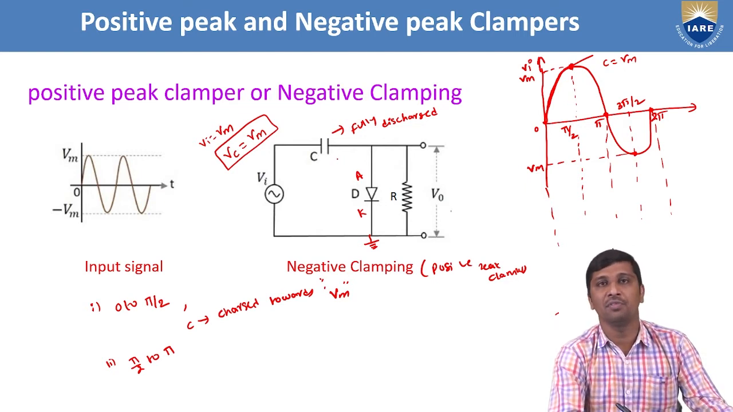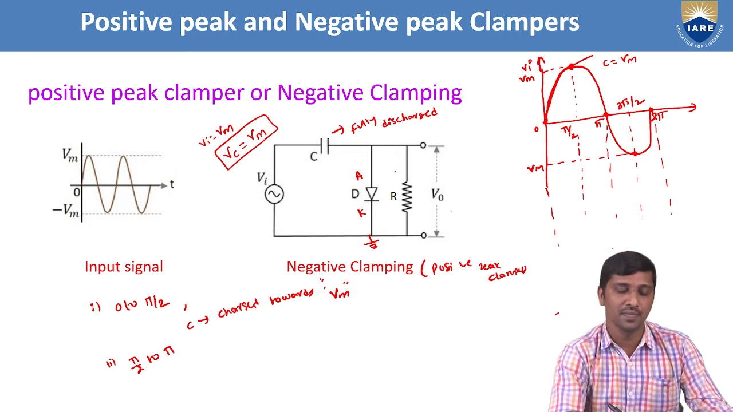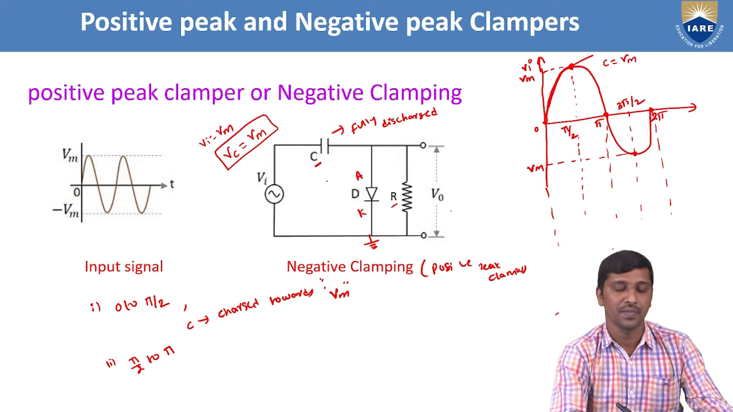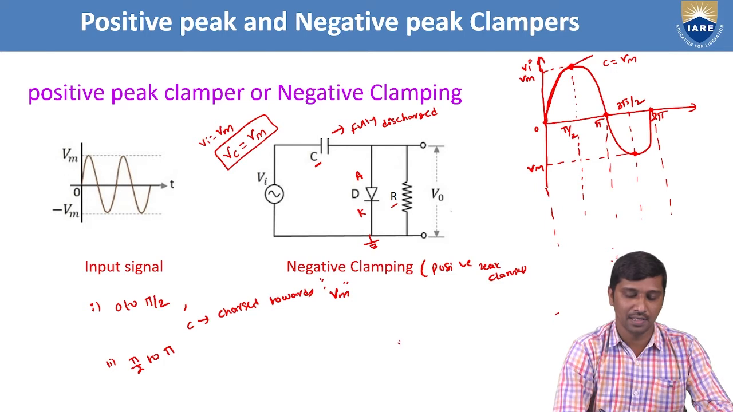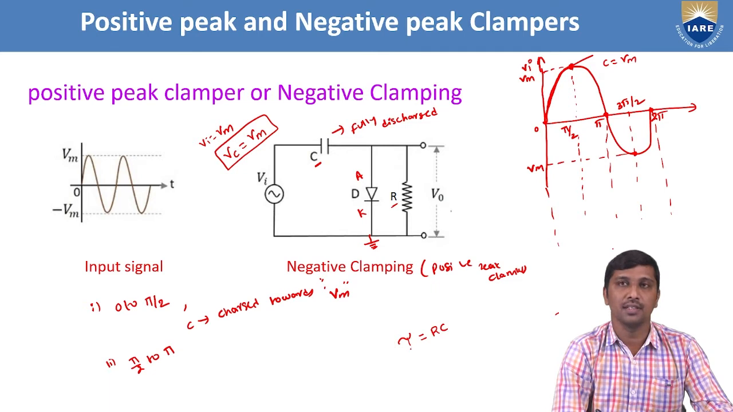So how are we going to define the discharging time period? That can be defined with respect to the components used here. For this circuit, we use passive components: one is the resistor and one is the capacitor. So it looks like an RC circuit. The time constant is represented as tau, and tau is the product of resistance and capacitance.